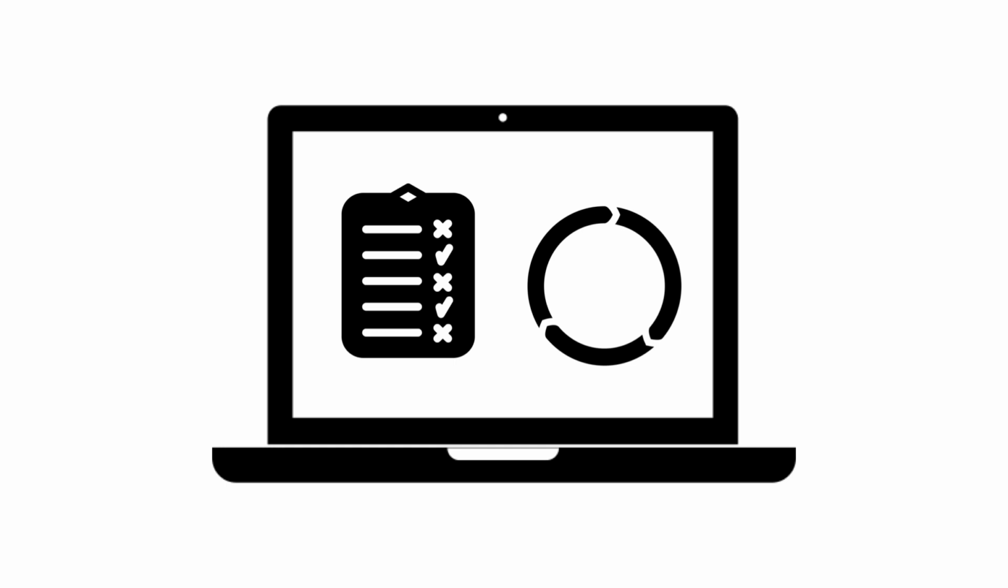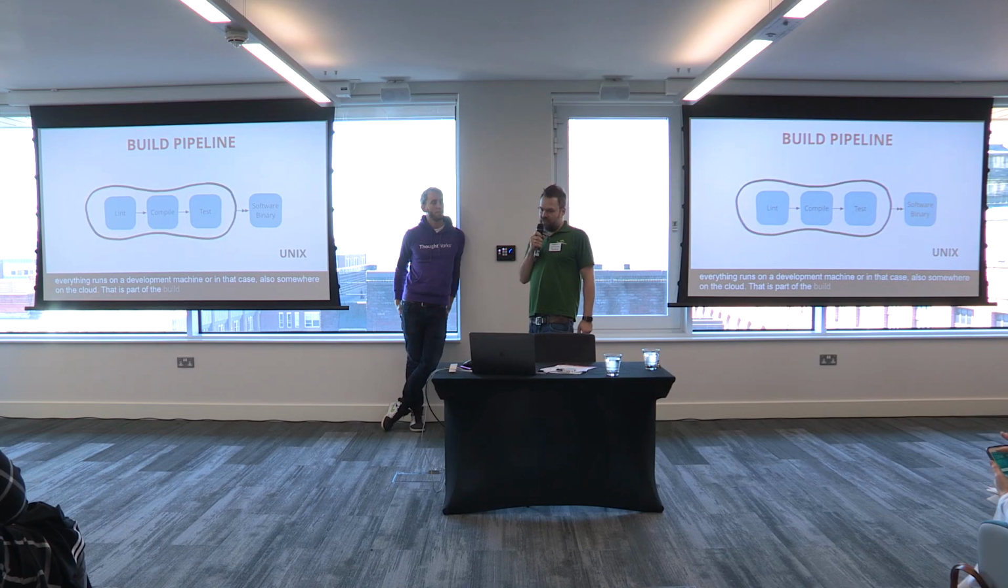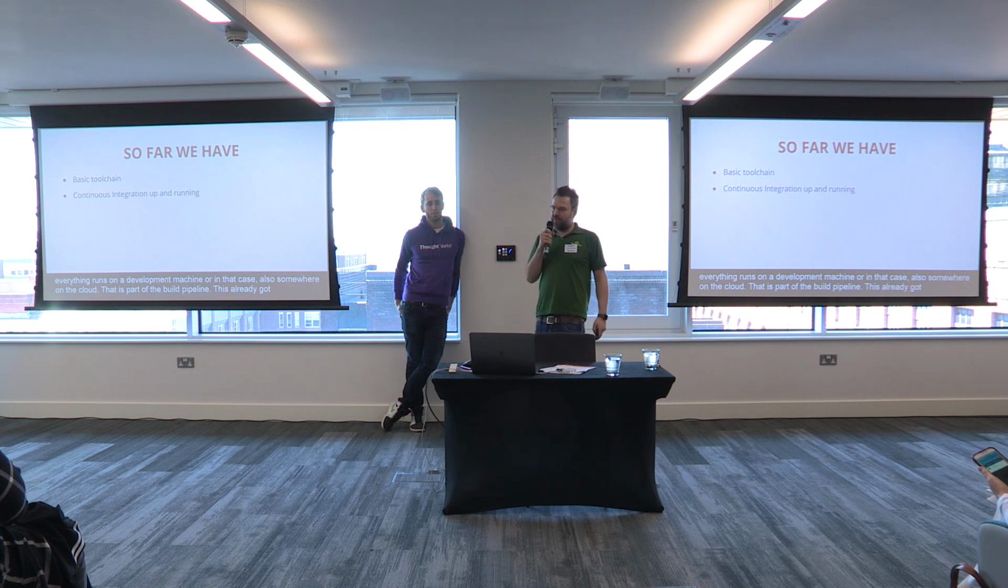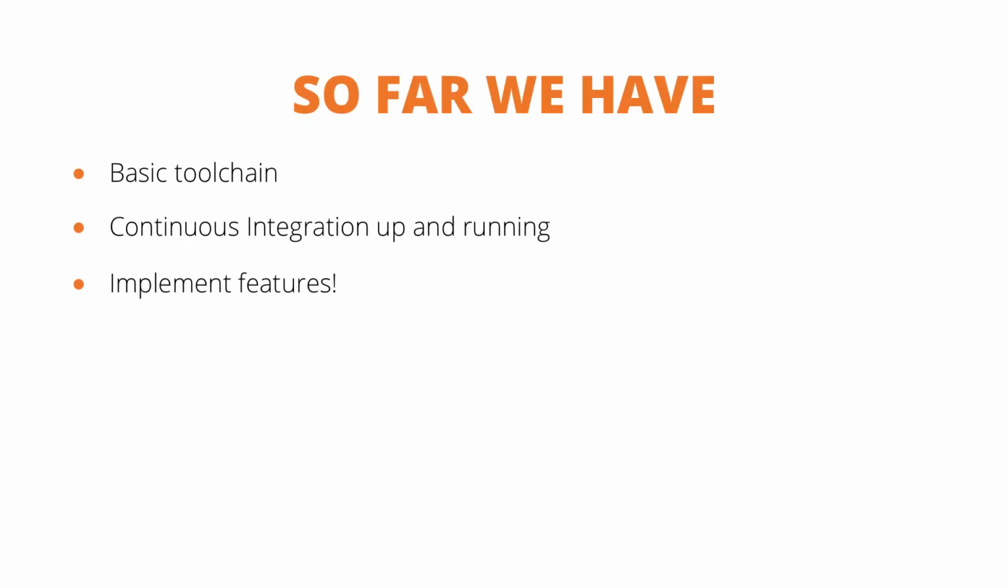This also means we had some tests, which of course then leads us to setting up a build pipeline for our embedded software. We have all the typical stuff, some linting in the beginning, then compiling it. Everything runs on a developer machine, or in that case also somewhere in the cloud. And this already got us quite far, because we have our basic toolchain set up. We have the continuous integration up and running, and we could start quite quickly to implement features for the embedded software without any hardware available at that point in time.